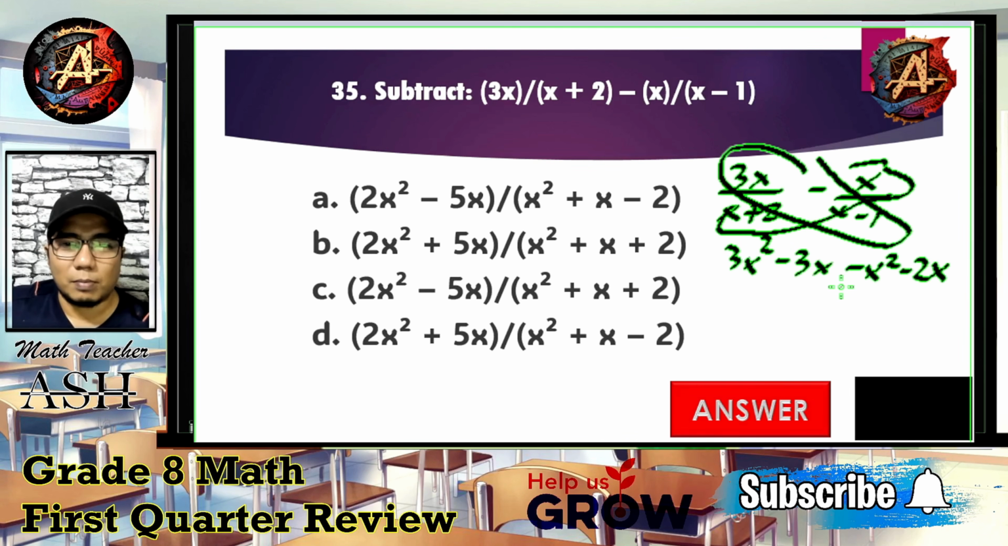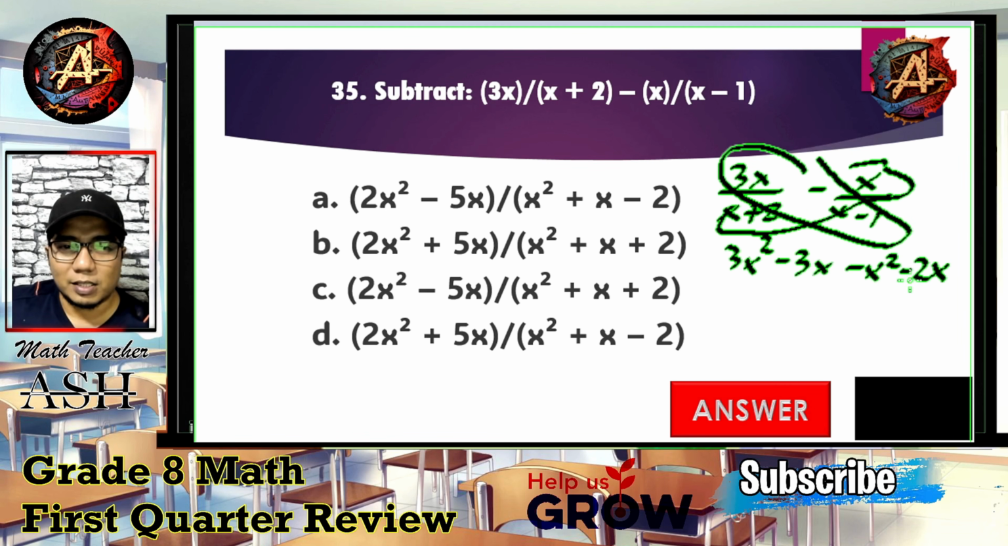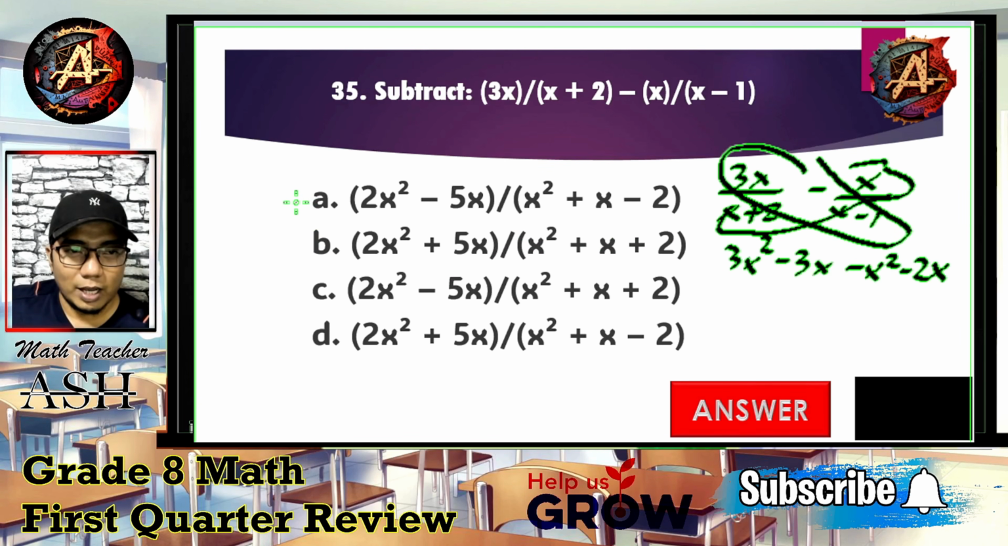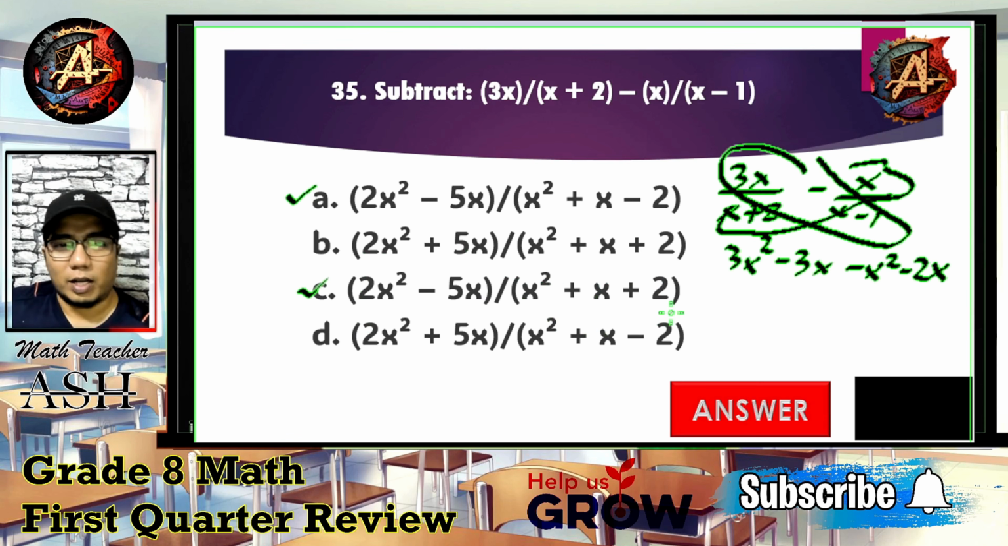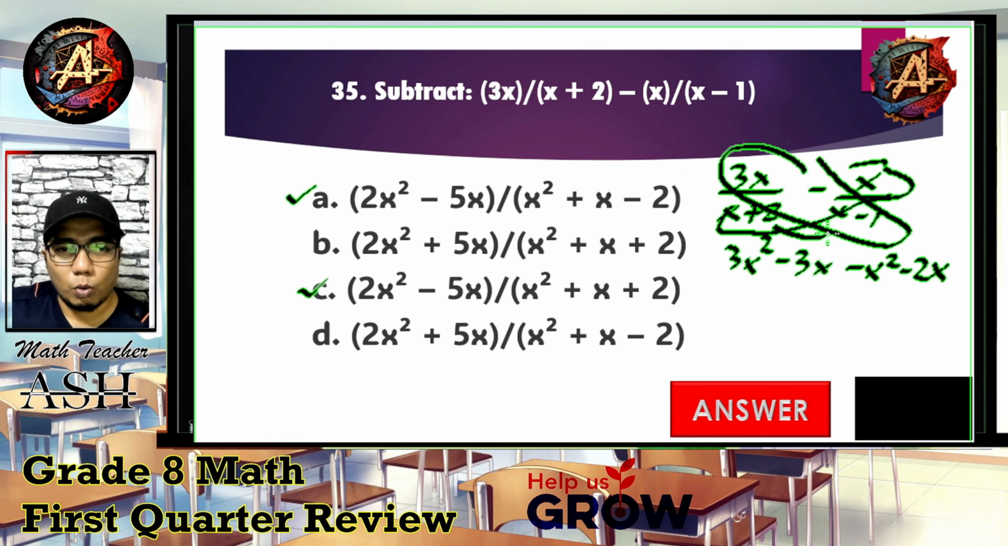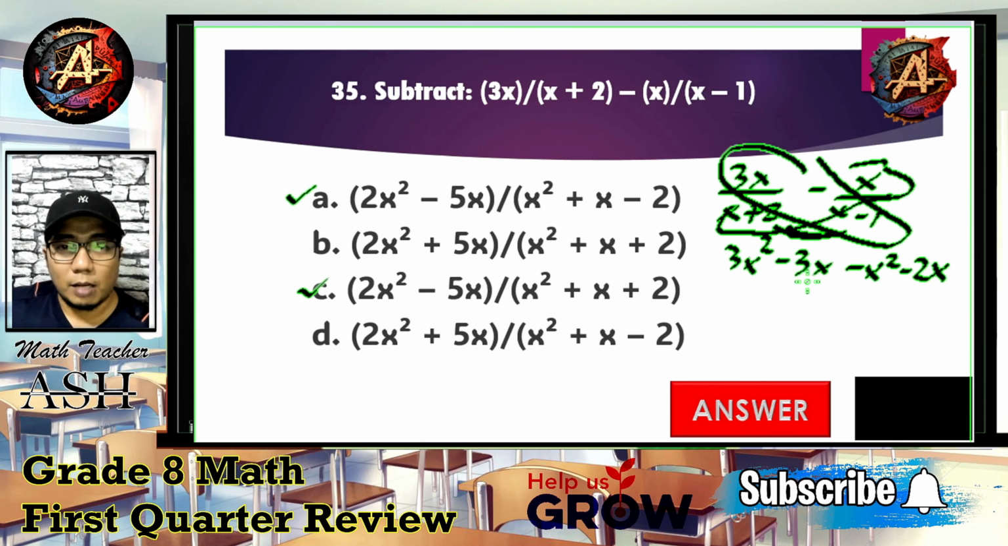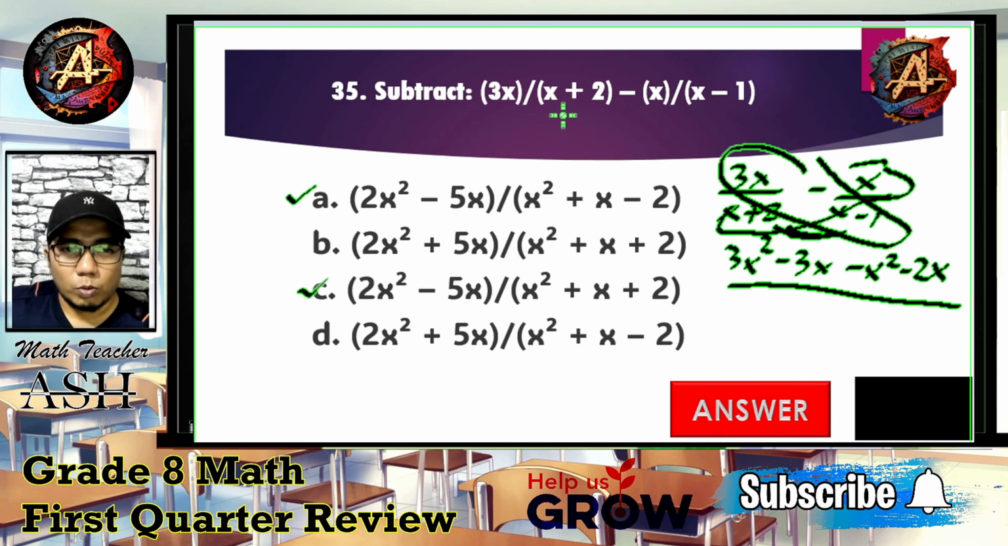Alright, as you can see, my dear math learners, if we simplify this one, combining like terms, 3x squared and minus x squared would be positive 2x squared, and then negative 3x minus 2x would be negative 5x. So, of course, we only have this choice remaining. Letter B and letter D are already wrong. Now, the next part of the butterfly method is you multiply the two denominators. So if we multiply this one, the denominator x plus 2 and then x minus 1.